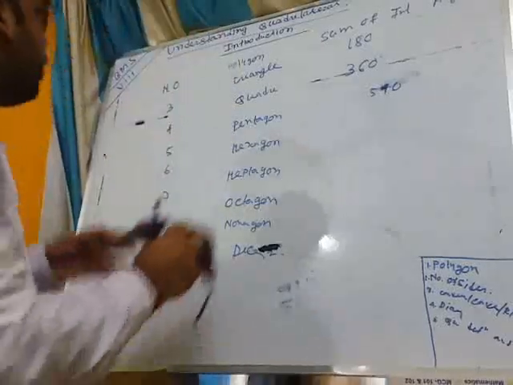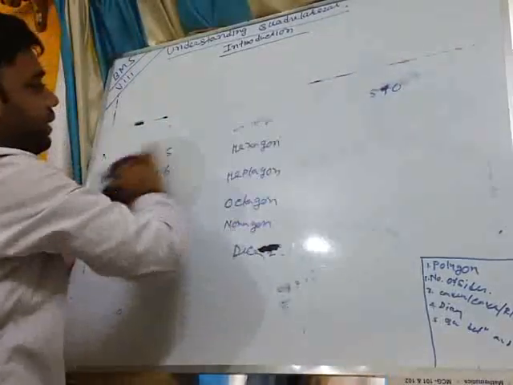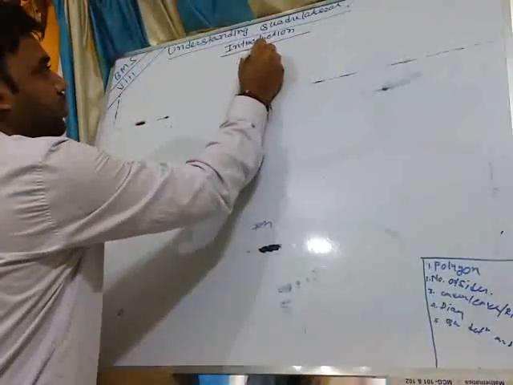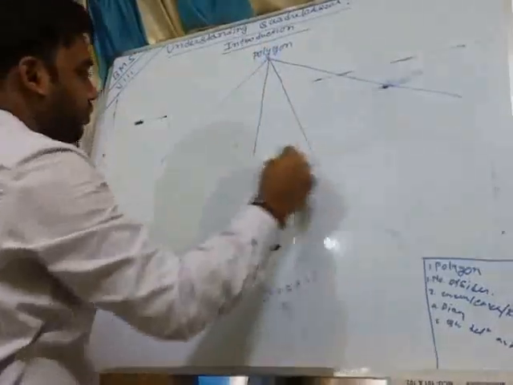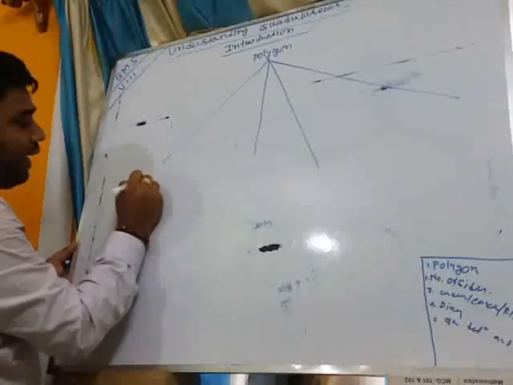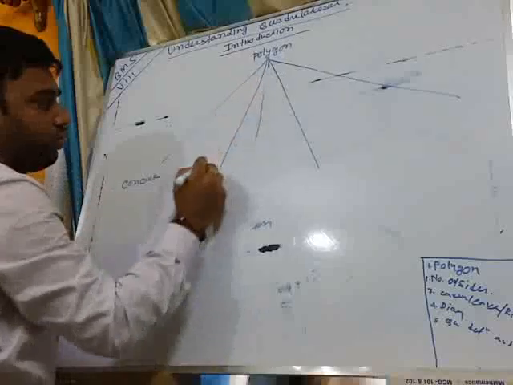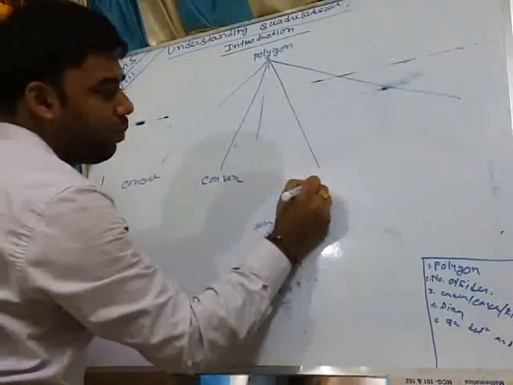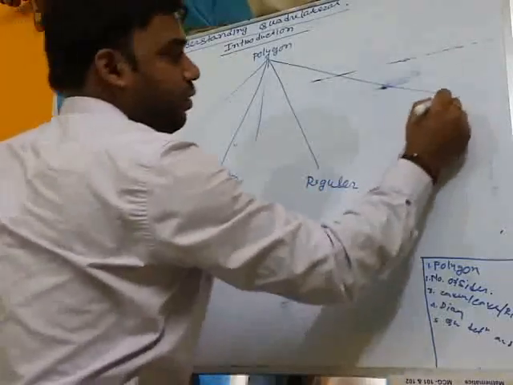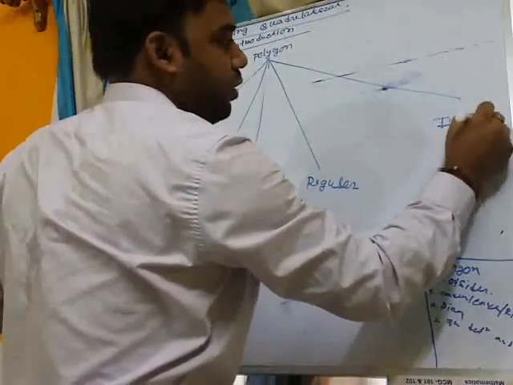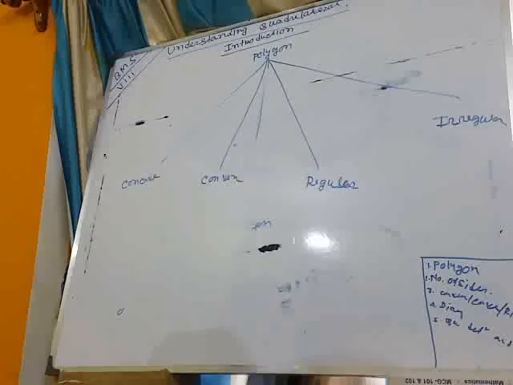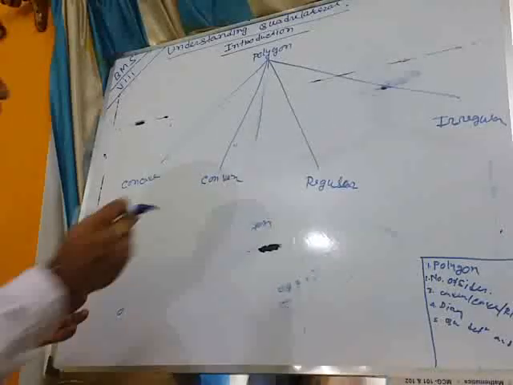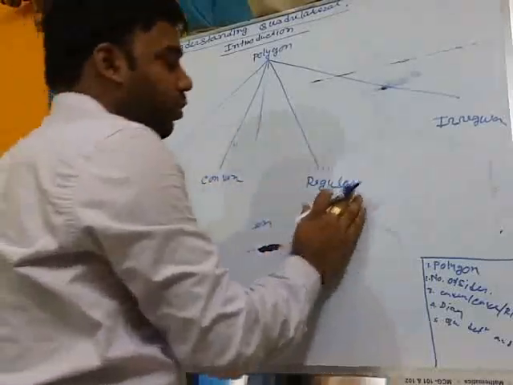Now, polygons can be classified another way: concave polygon, convex polygon, regular polygon, and irregular polygon.